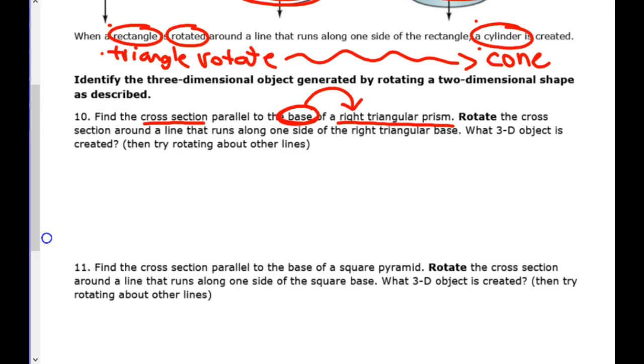Okay? And we know from the front of these notes that if you're doing a cross section parallel to the base, it's going to be the same exact shape as the base. Okay? Trying to make this simple. Now, if you like visuals, I'll draw a picture for you. What is a right triangular prism? Well, it has a right triangle base and a right triangle base.